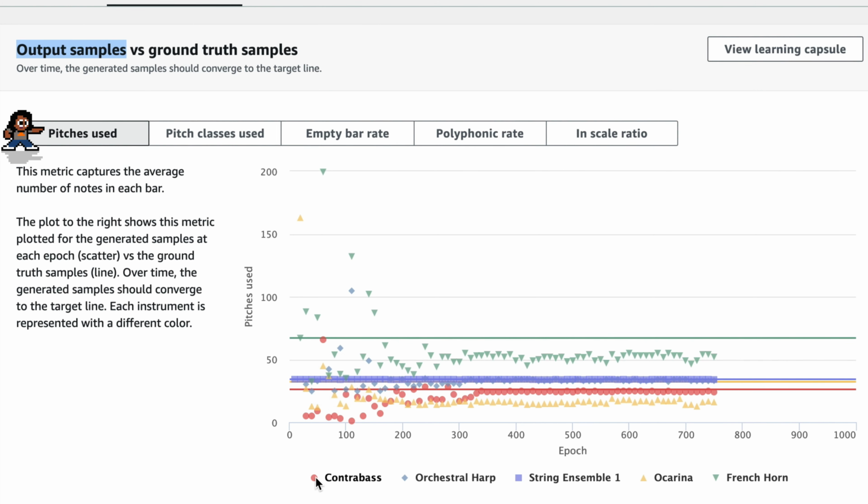For example, let's look at the contrabass. And the contrabass, it's this red pinkish circle. Notice at first that the contrabass is kind of all over the place. At epoch 30, it's down here. At epoch 60, it's up here. Epoch 110, it's back down here. But notice it starts to converge where it meets the red line right here, right around the 330th epoch, and then it continues to hold steady. So that's how you would read this graph.